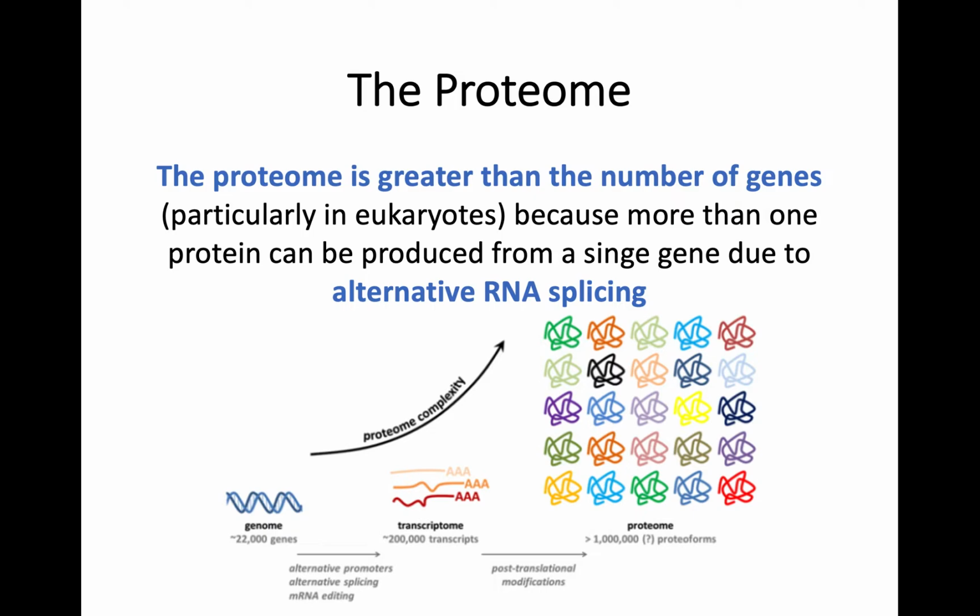There is a reason for this that we touched on a little bit in Higher, but just to recap, as I said, the proteome is greater than the number of genes, so the genome. That's particularly the case in eukaryotes. The reason for that is because more than one protein can be produced from a single gene due to alternative RNA splicing. So you may remember the process: you have a gene, that gene codes for a protein, but depending on what exons are retained and expressed and what introns are removed from that gene through alternative RNA splicing, that determines the protein being made. So more proteins can be made from just one single gene. That's the reason why the proteome is much greater than the genome itself.